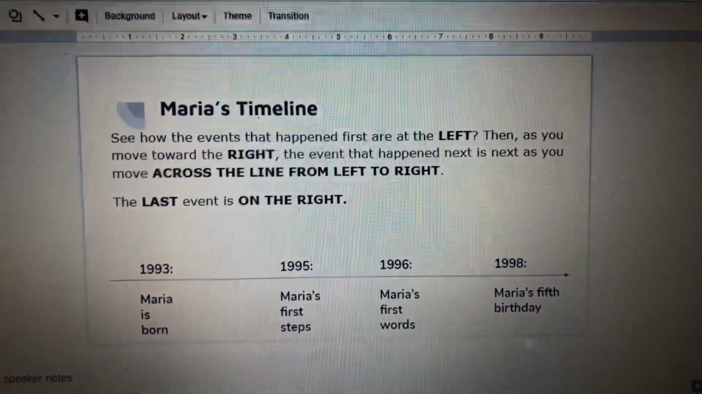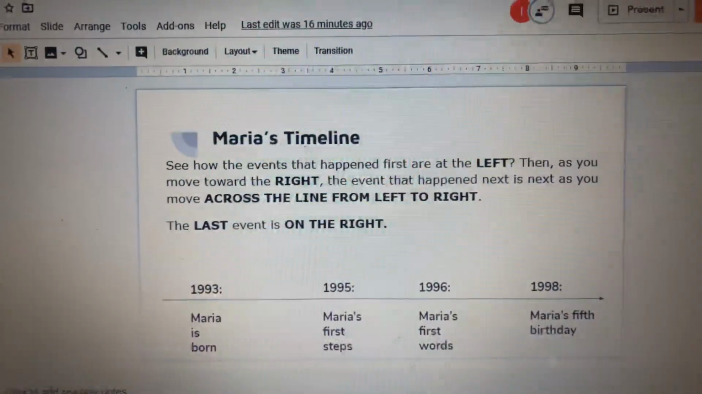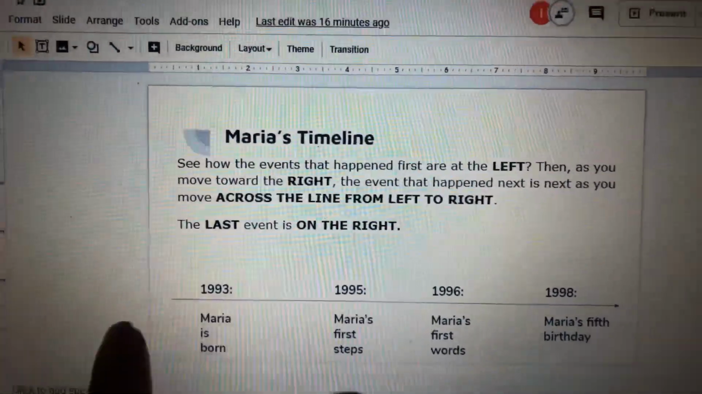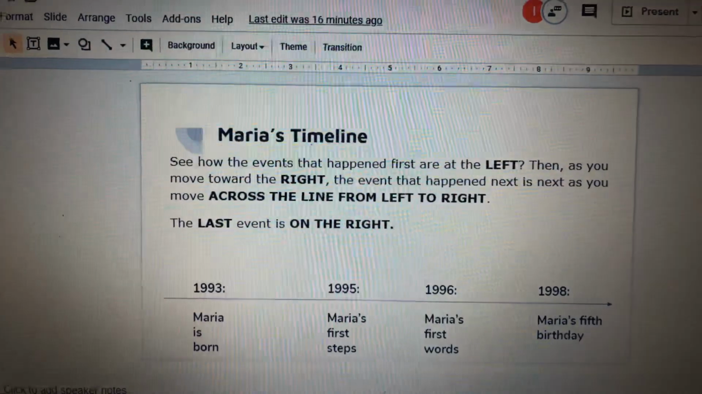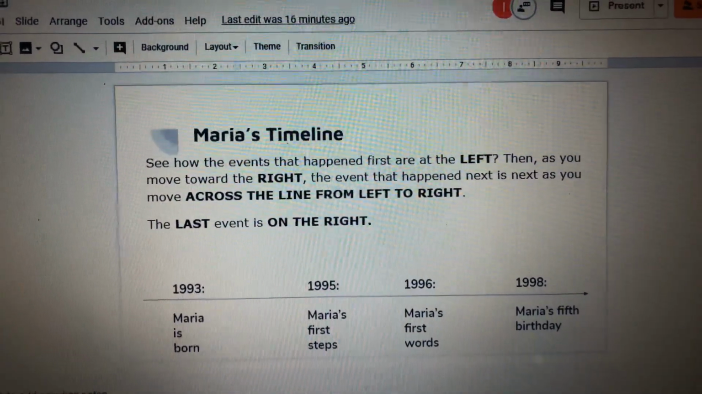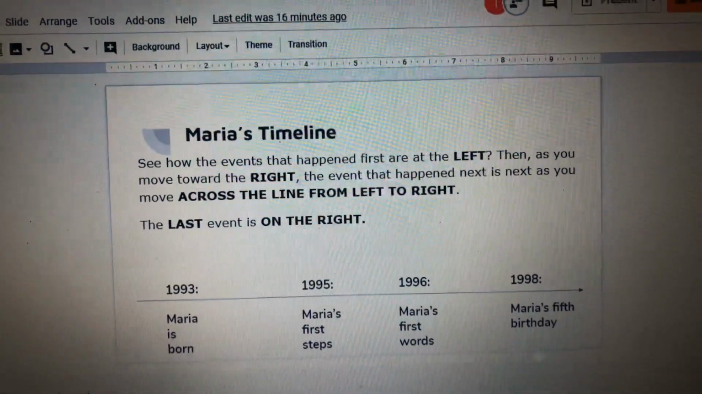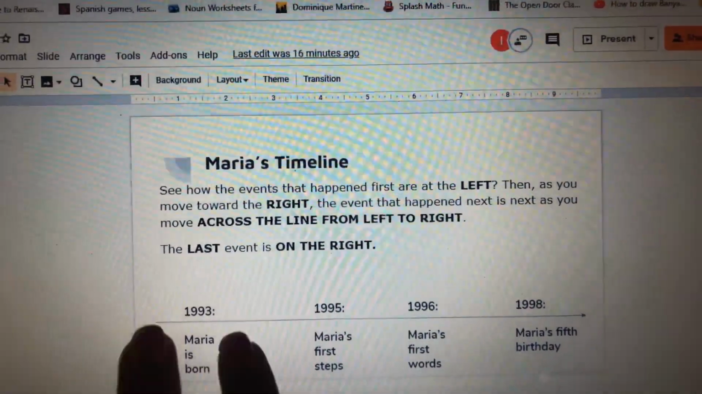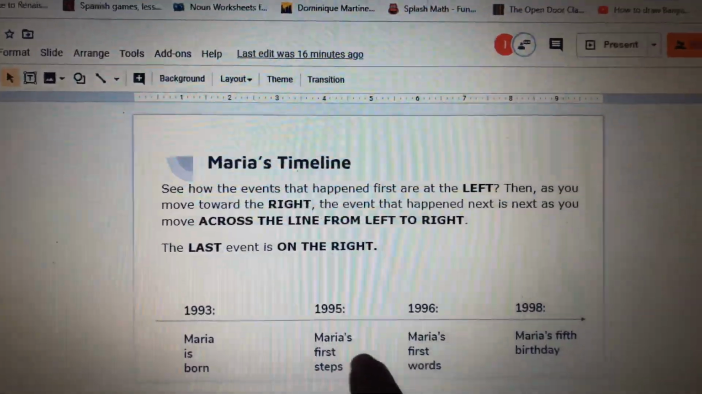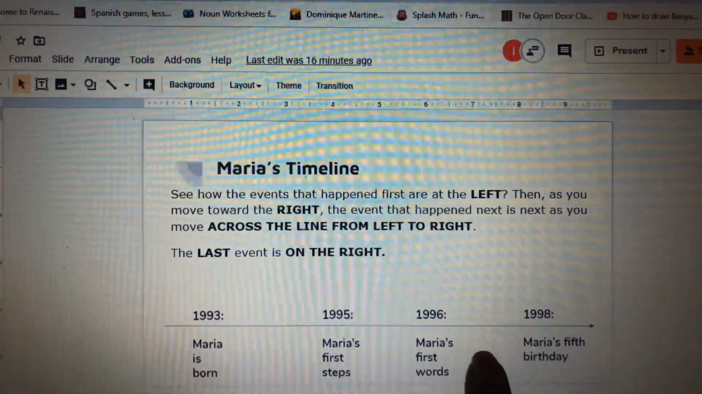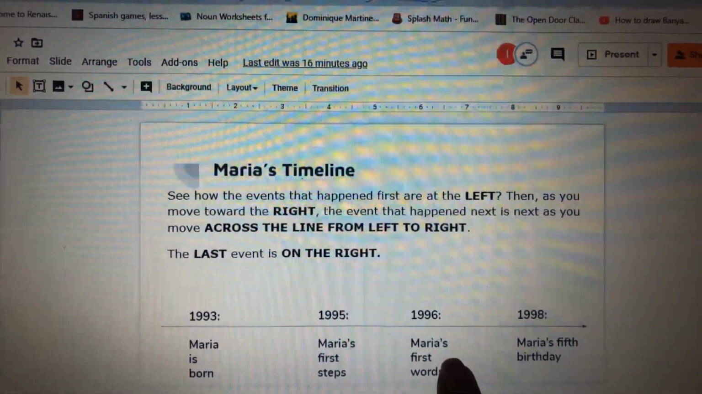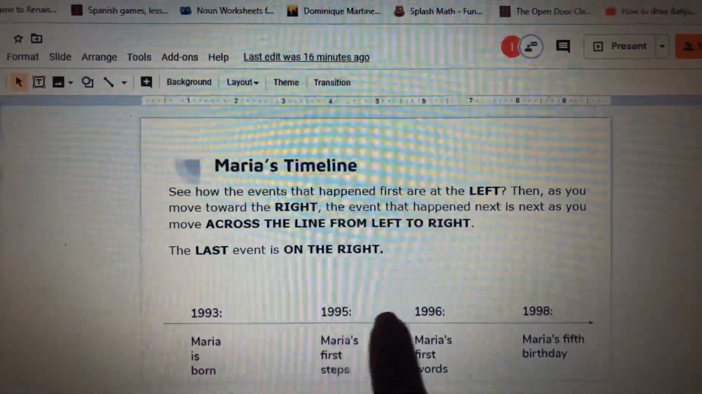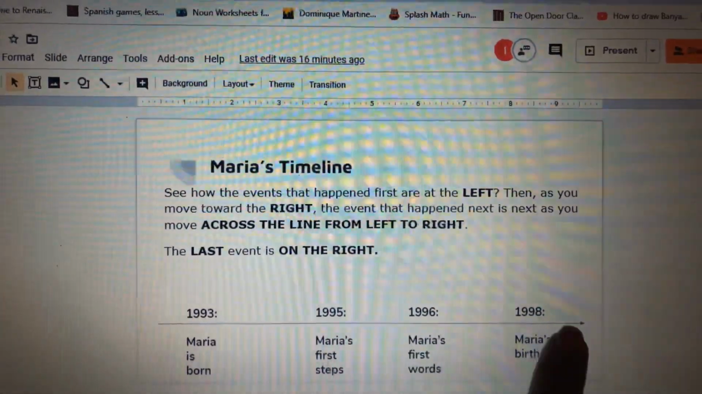To give you more of an understanding, this is what a timeline should look like. You have events in order, and you're reading the timeline from left to right. If you notice, she was born in 1993. That's the first event that ever happened in her life. And as we progress, she had her first steps. She had her first words in 1996. And then in 1998, it was her 5th birthday. So they go in order based on year, date.